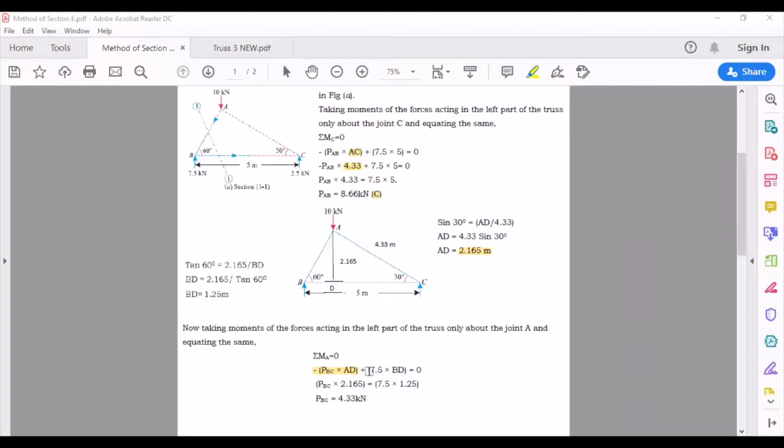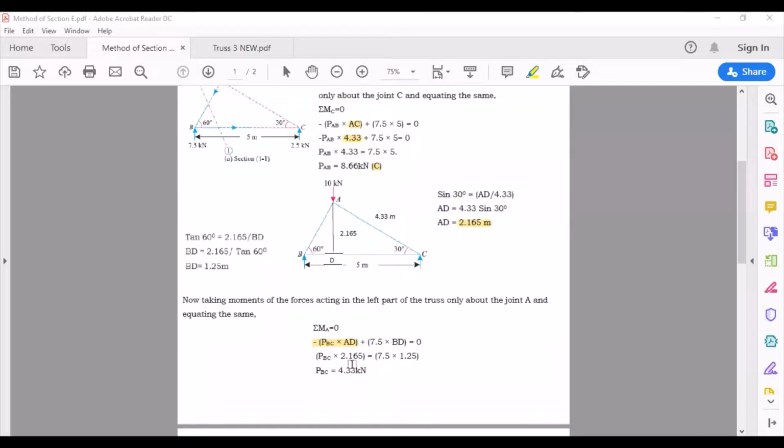Okay, so 7.5 into BD, what type of moment does it cause? It causes a clockwise moment. So you can see that it causes a clockwise moment. Thereby I have written it with the positive sign. So rearranging the terms in this equation, I can write this as PBC into 2.165 is equal to 7.5 into 1.25, wherein PBC is 4.33 kilonewton. Again, I have got it with a positive sign, which means that the direction assumed here is correct.